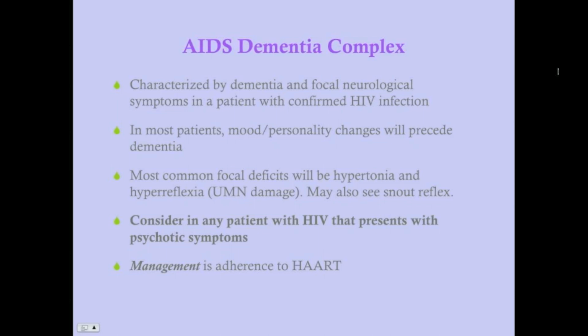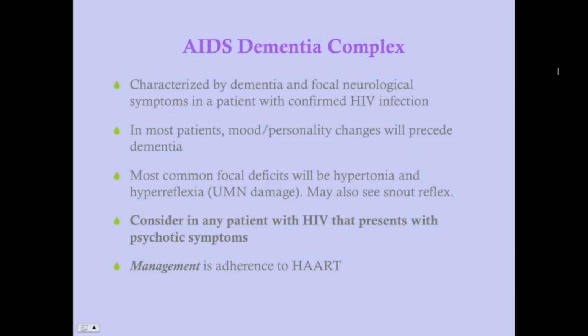And the most common focal neurologic deficits that accompany the dementia are going to be hypertonia and hyperreflexia. And a lot of times you'll see the snout reflex, which is where you brush the top of their nose and they make that kind of snouty face that babies make. If you look that up on YouTube, just type in snout reflex, you can see what it looks like. What all of these are a sign of is upper motor neuron damage.